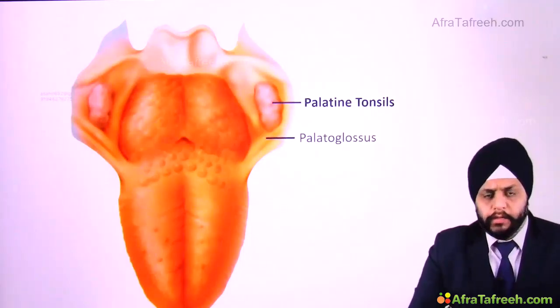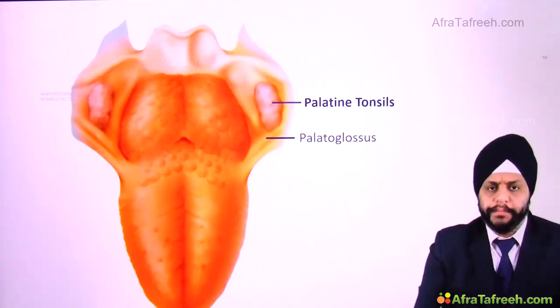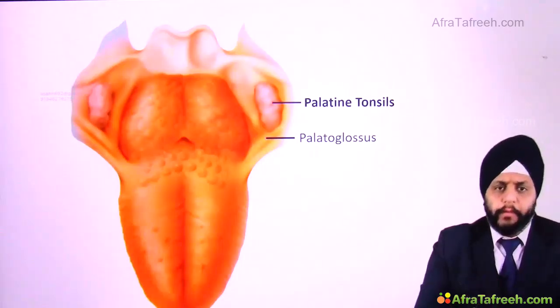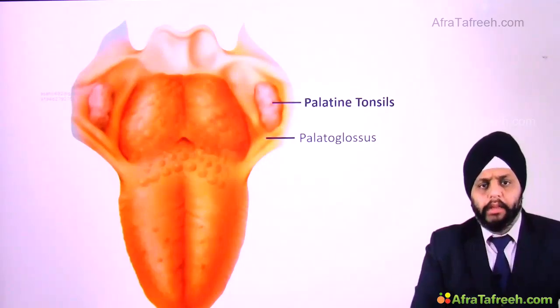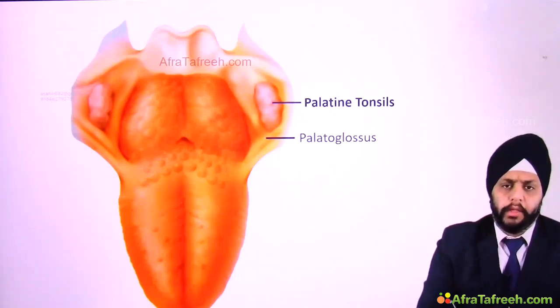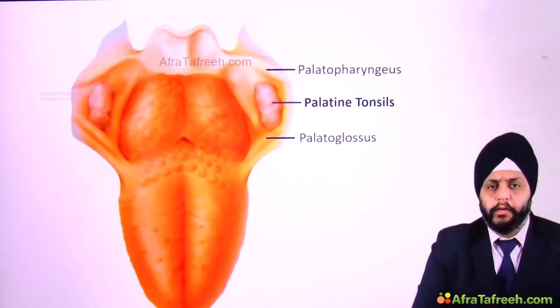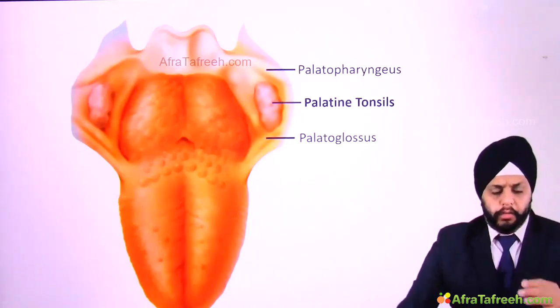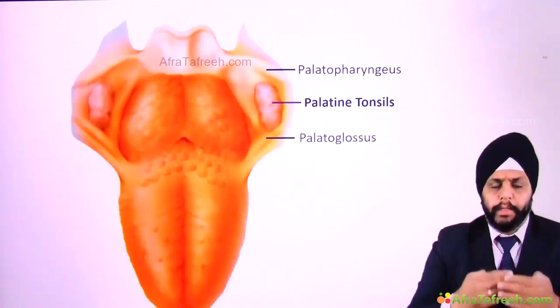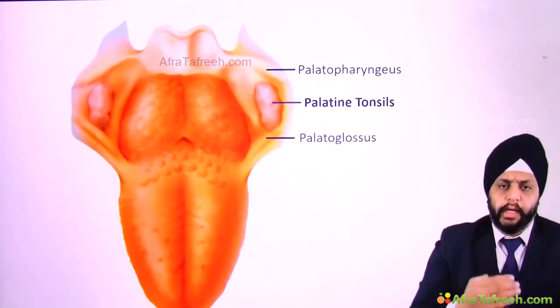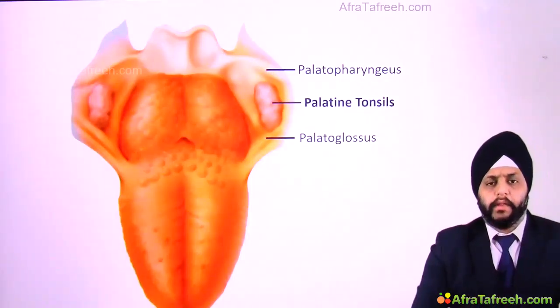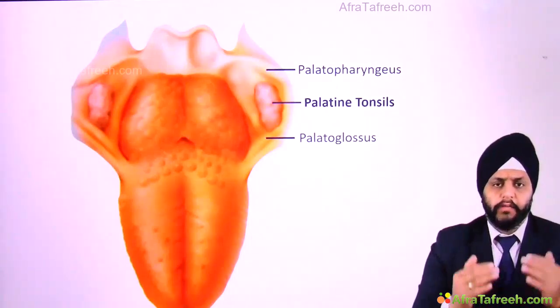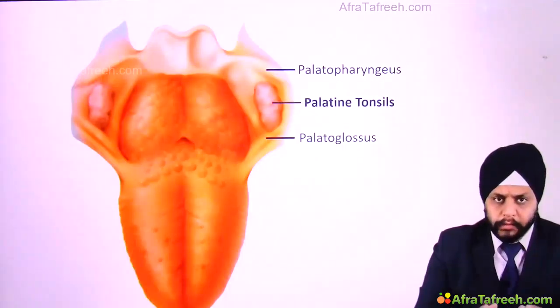You see these tonsils, they lie in a tonsillar fossa. The anterior wall of this fossa is formed by a muscle known as palatoglossus. The posterior wall, the posterior tonsillar pillar, is formed by palatopharyngeus. So there are two walls or two pillars of the tonsillar fossa. Remember, this is the same palatopharyngeus muscle which goes on to form the Passavant's ridge, right?